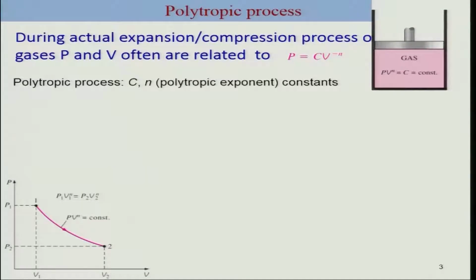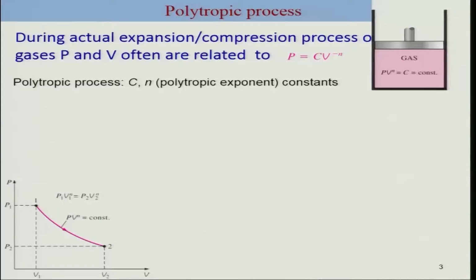Okay, so welcome back. As we were discussing the boundary work, we will continue with a little more analysis. Now we will consider a process which is commonly used for this expansion and contraction in the piston gas cylinder. So this is a process called the polytropic process. In such a case, your P and V have a relation such that P V to the power n is constant. So this is a common actual process, expansion and compression. This relation is called the polytropic process.